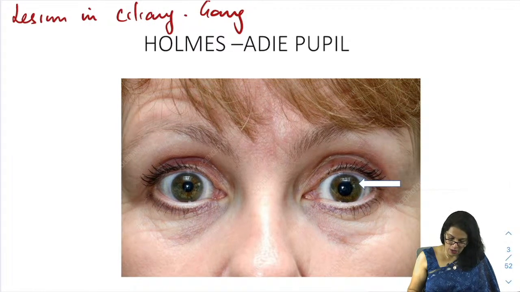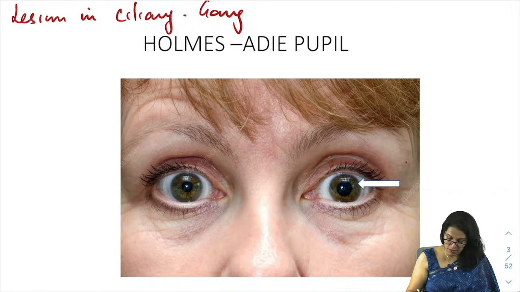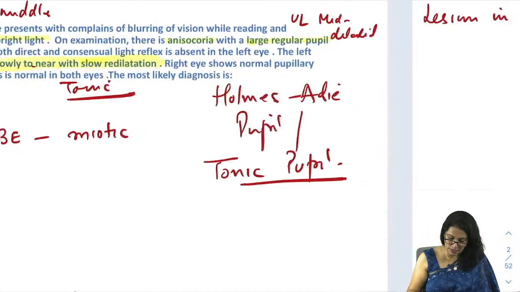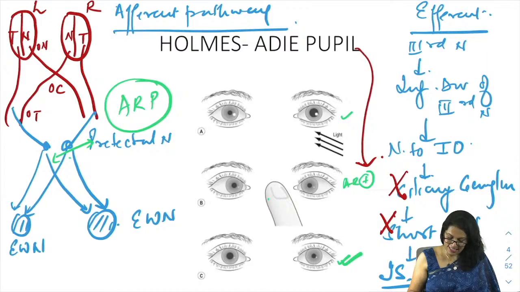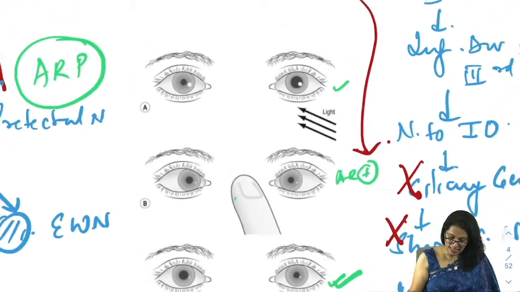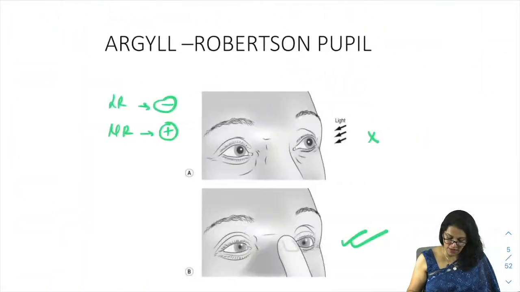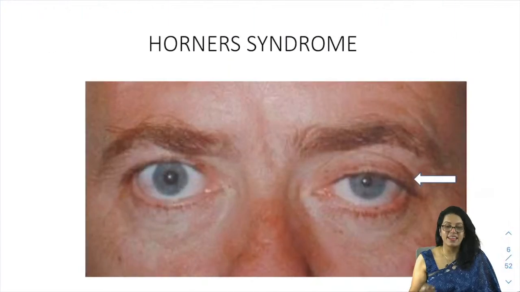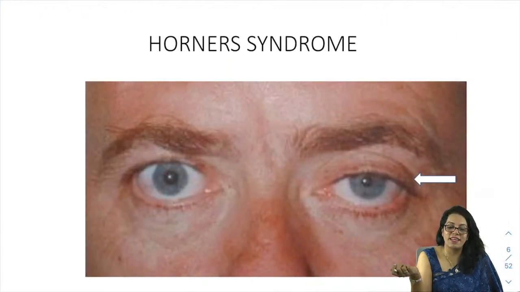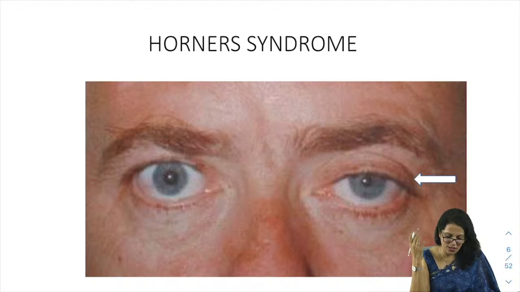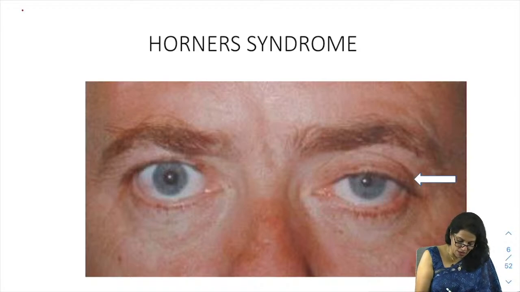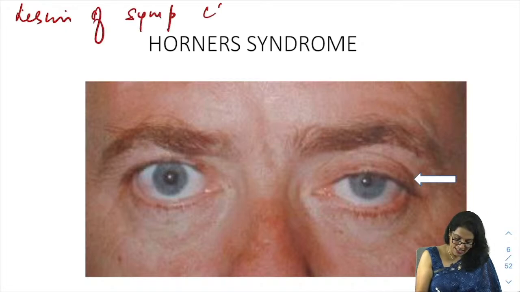We are now clear about Holmes Adie pupil, which generally presents in a middle-aged female as a mid-dilated pupil. We talked about this and how we test it, and about the pathway. That was Argyll-Robertson. The next abnormal pupillary reaction is Horner's syndrome. Now I think everybody knows this. It is due to a lesion of the sympathetic chain. A quick revision here.